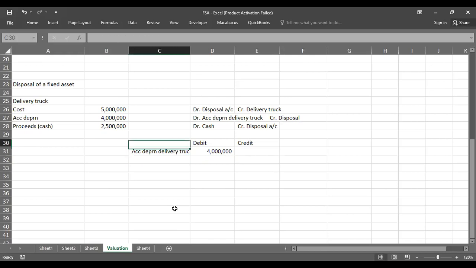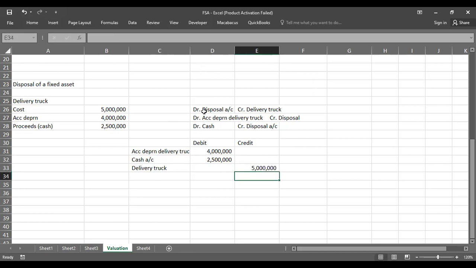Then after debiting this, what other debit do we have? We had cash. So you say the cash account was debited. How much? It is 2.5M. Then the other things are now credits. The other thing we created that is obvious is delivery truck. For this, indeed, we credited it. How much was it? It was 5M.